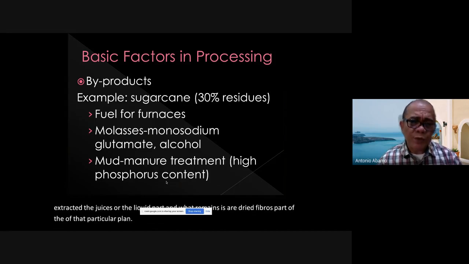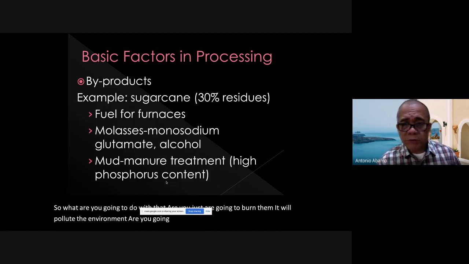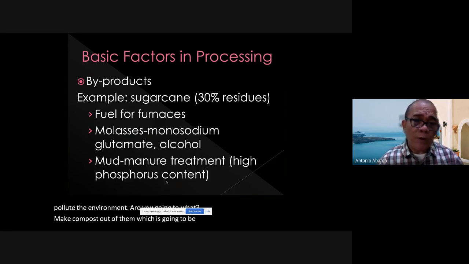So what are you going to do with that? Are you going to burn them? It will pollute the environment. Are you going to make compost out of them? It's going to be expensive, and who will buy that?